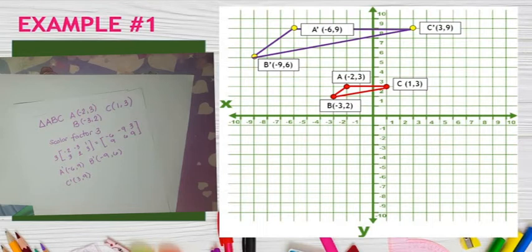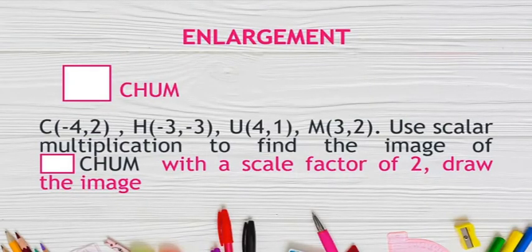As you can see, we have a similar image as our pre-image, just an enlarged version of it. Let's proceed. For the second example, we have enlargement of quadrilateral CHUM, wherein point C has coordinates of -4 and 2, point H has -3 and -3, point U has 4 and 1, point M has 3 and 2. For this, we'll use scalar multiplication to find the image of quadrilateral CHUM with a scale factor of 2, and then we'll draw the image.